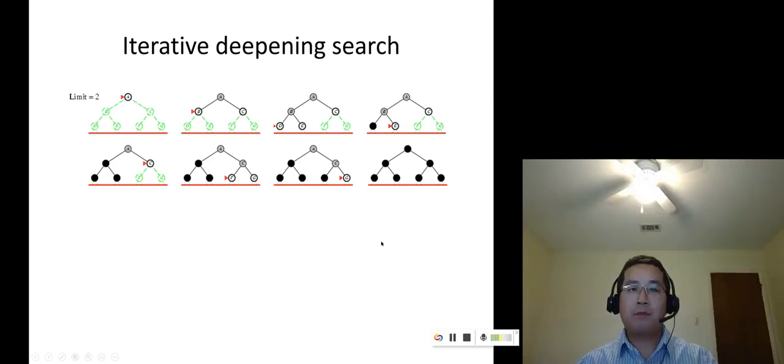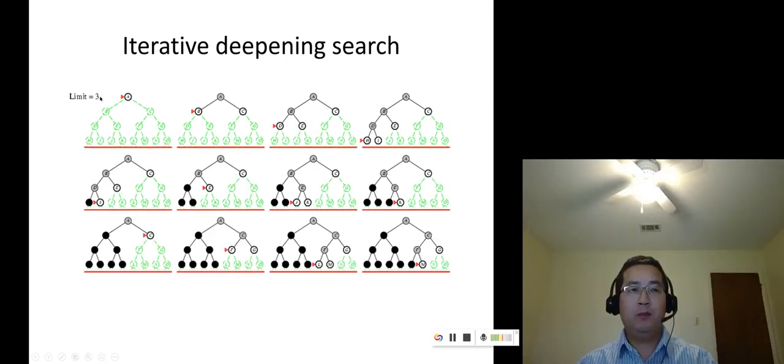Okay. Continue. Limit equal to 3. Go further and further, and then visit it and return, and then further and visit it and then the next sibling and then return, continue, go further and further and so on and so forth, till we find the solution. So this is the iterative deepening search algorithm.